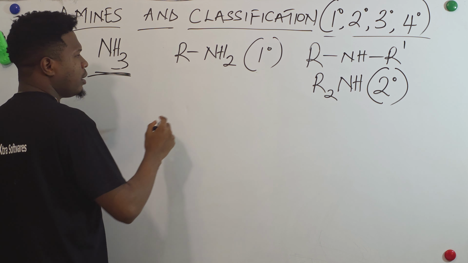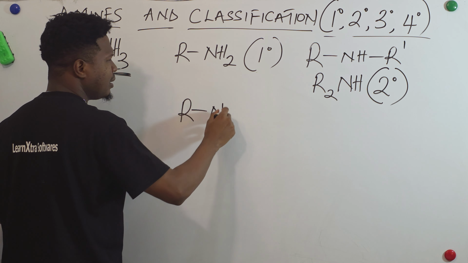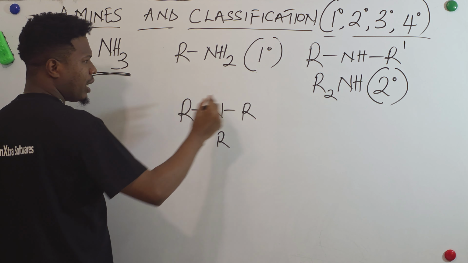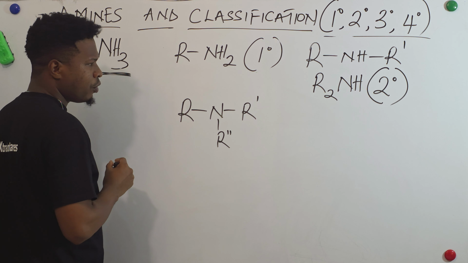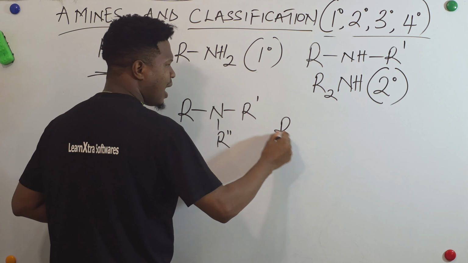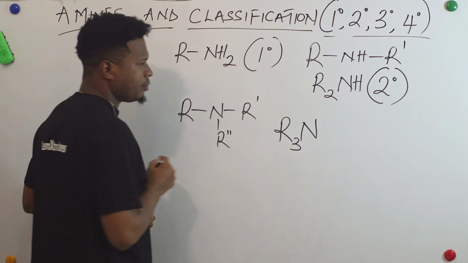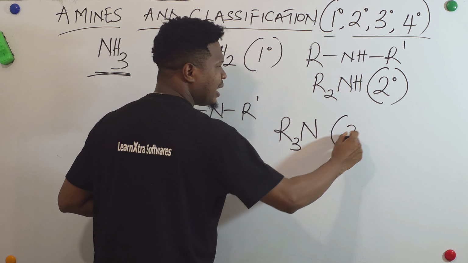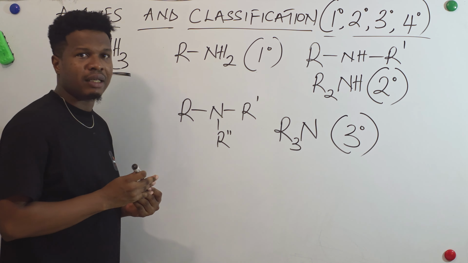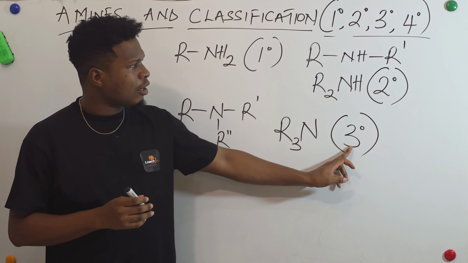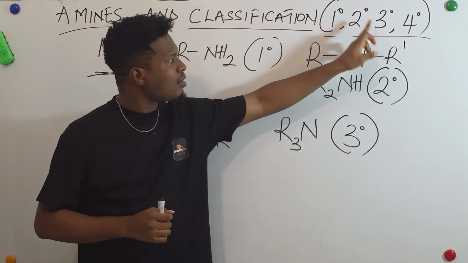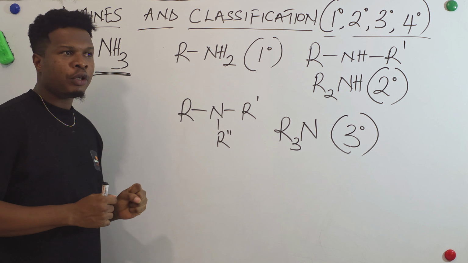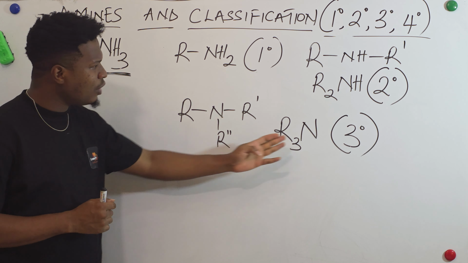The next one, when you have an amine like this, NRR, we can differentiate the R groups with primes, or we can write the same thing as R3N. Take note, this one we will call a tertiary or 3 degree amine. Tertiary means 3 degree, secondary means 2 degree, primary means 1 degree, which is the one I just did here. Looking at this classification, you will see that a tertiary amine doesn't have any hydrogen.